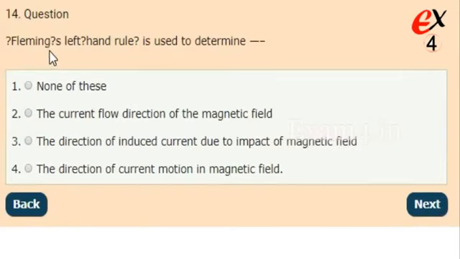Next. Fleming's left hand rule is used to determine which of the following? Options: none of these. Option 2. The current flow direction of the magnetic field. Third one. The direction of induced current due to the impact of magnetic field. Fourth option. The direction of current motion in a magnetic field. And the answer is option 4, the direction of current motion in a magnetic field.